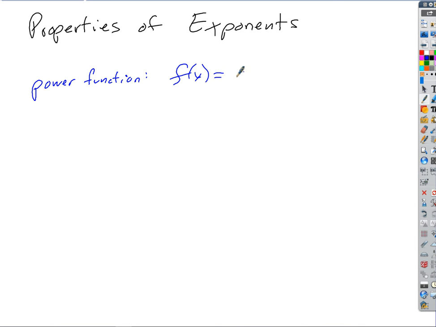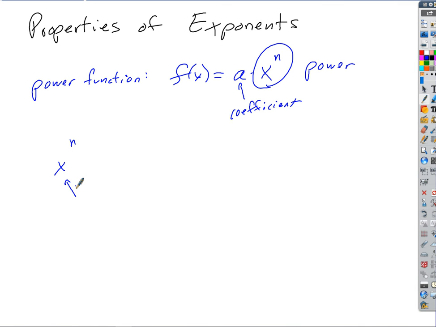So a power function would be something like this, where we've got some number out front that we call a coefficient times a power, which is going to be some base to some exponent, right? So this is the power part. So let's focus on that. If we've got a power, what do we call that part? The base. Yep. And we call that part the exponent.